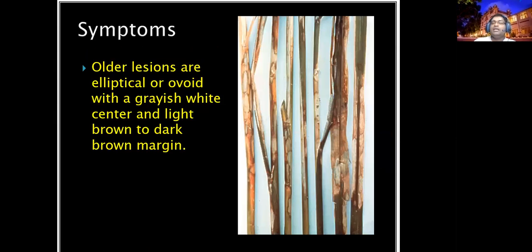As the lesions increase in size ellipsoidally, you cannot expect the greenish or water-soaked mark. Here, the grayish white center and light brown to dark brown margins appear. That means the disease has advanced to older stages, so you cannot expect these watery marks. You can expect a greenish white center with brownish to dark brown margins along the stem. This is an advanced stage symptom.